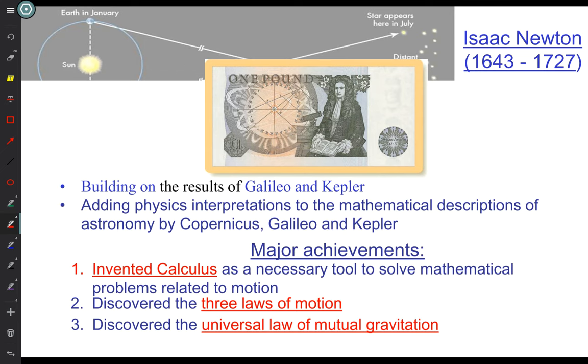All in that 18-month period, he also did some work on optics during that time. All in the 18-month period because there was no school.